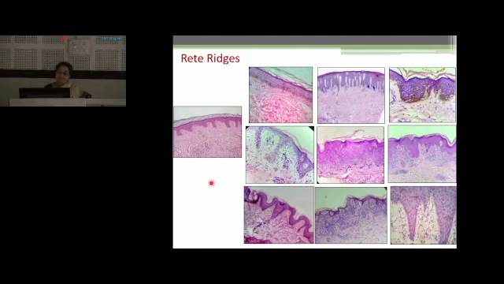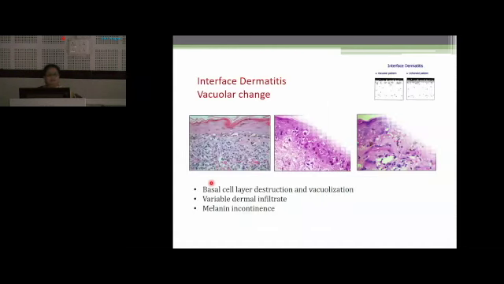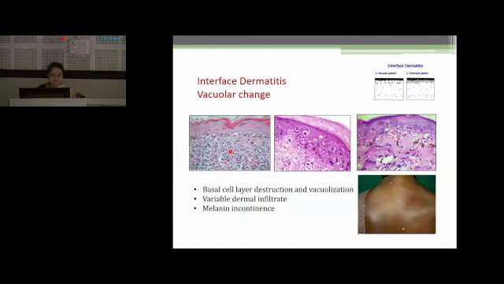Each of these has diagnostic significance, so we have to note it down and mention it during our report. In interface dermatitis, maximum changes are seen at the dermo-epidermal junction.